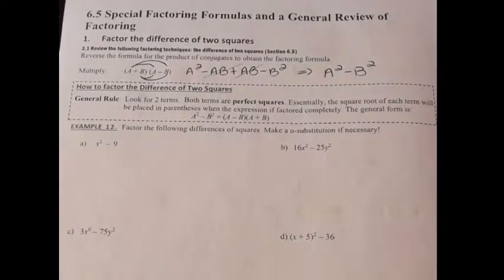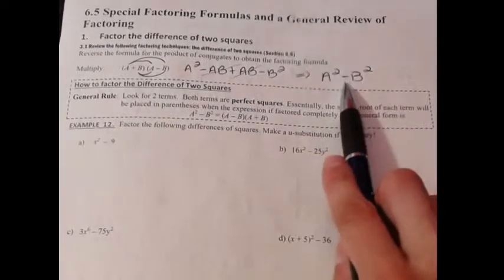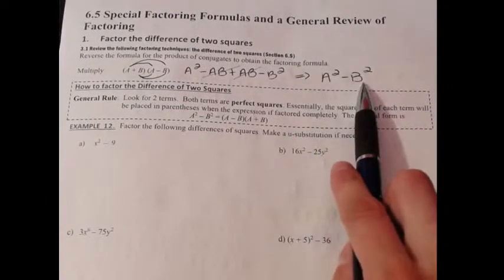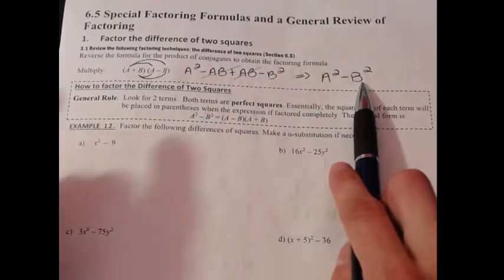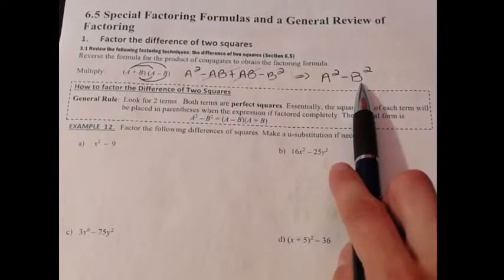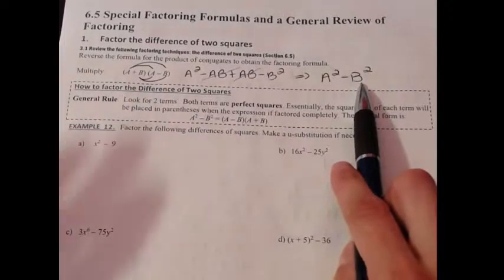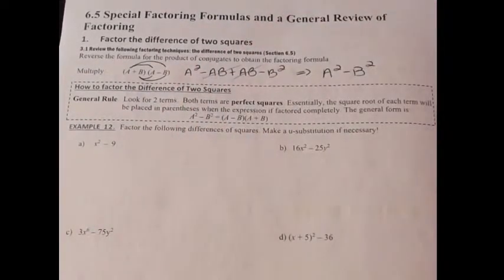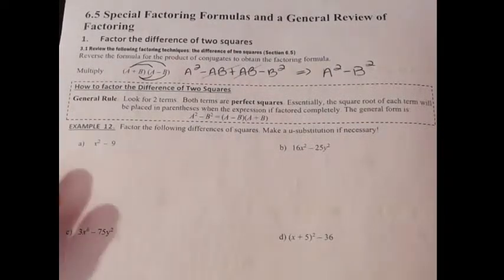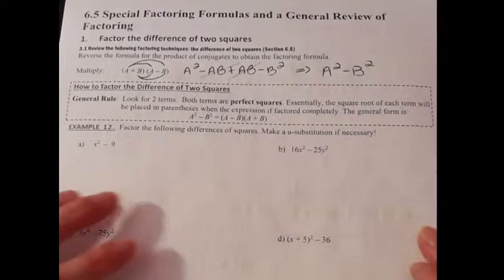Keep in mind, this is called the difference of two squares. You cannot factor in this way if you have the sum of two squares. You cannot factor in this format. If you had the sum of two squares, we're looking at the complex number system. Okay, let's take a look.